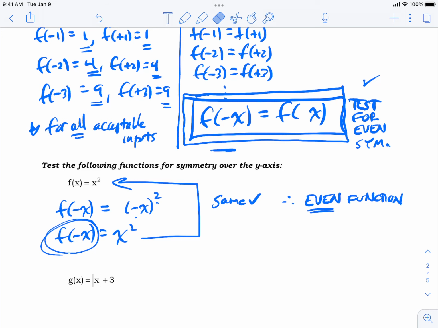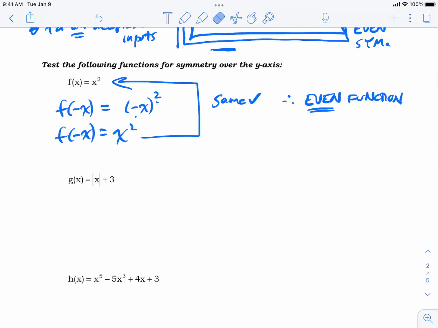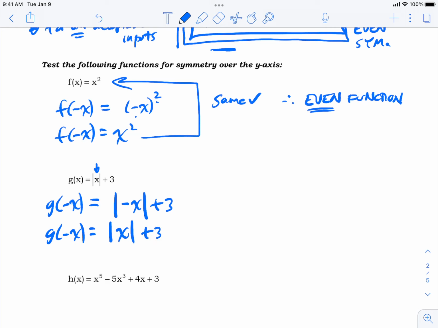Let me get rid of some of this goop. It starts to look a little busy after a while. I'm going to prove that this one's even. How? Well, what you do is you say, okay, let me plug in a negative x. Again, I'm not using particular numbers. I'm using negative x. So I would come into this function here. I'd plug a negative x into my absolute values, and then I would simplify. So here's the nice part. When you take the absolute value of a negative, it's the same thing as if you took the absolute value of the positive, right? It's the same. And then you can compare.